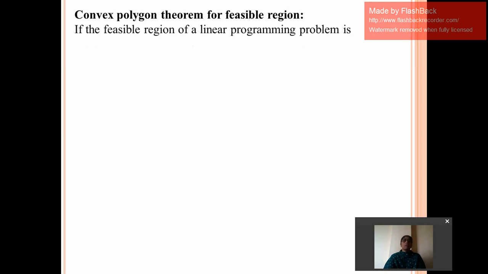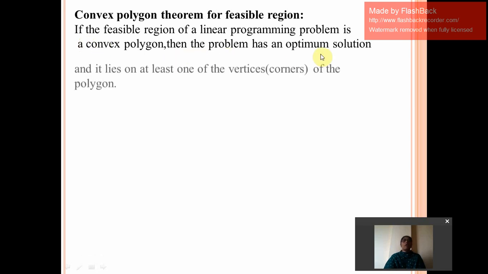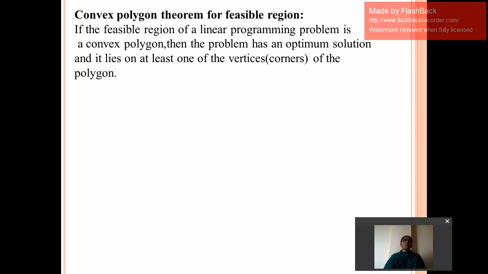Convex polygon theorem for feasible region is: if the feasible region of a linear programming problem is a convex polygon, then the problem has an optimum solution and it lies on at least one of the vertices, corner points, of the convex polygon.